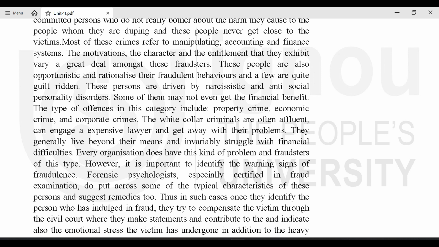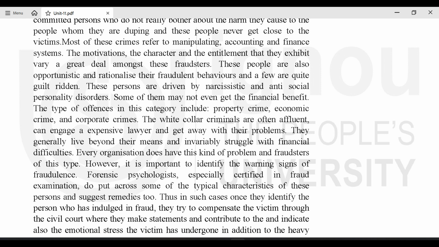These persons are driven by narcissistic and antisocial personality disorders. Some of them may not even get the financial benefit. The types of offenses in this category include property crime, economic crime, and corporate crimes. The white-collar criminals are often affluent, can engage an expensive lawyer and get away with their problems. They generally live beyond their means and invariably struggle with financial difficulties. Every organization does have this kind of problem and fraudsters of this type. However, it is important to identify the warning signs of fraudulence.